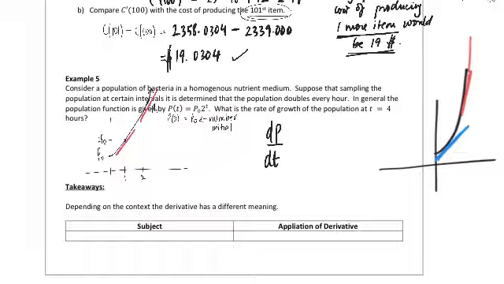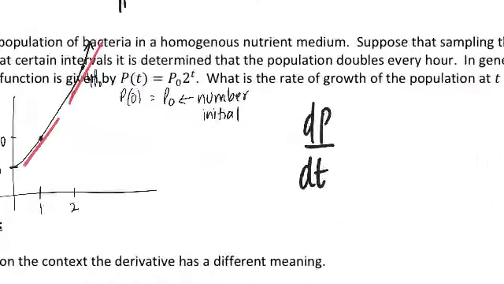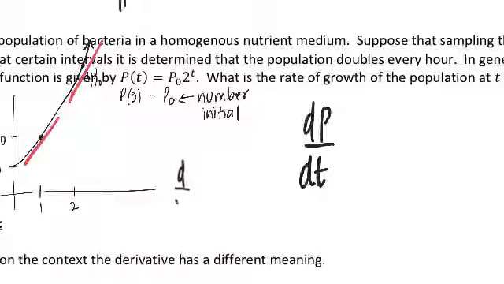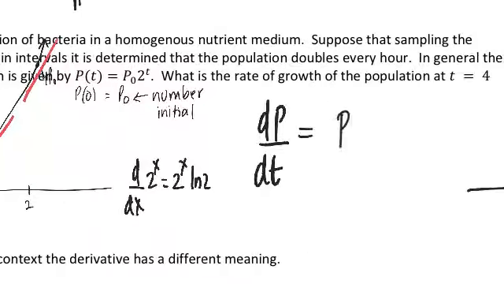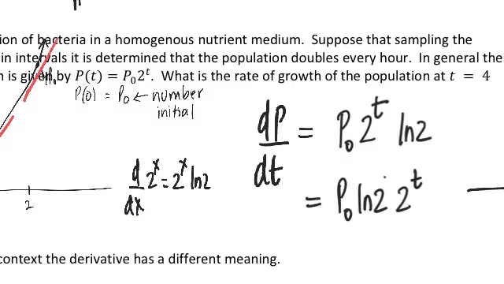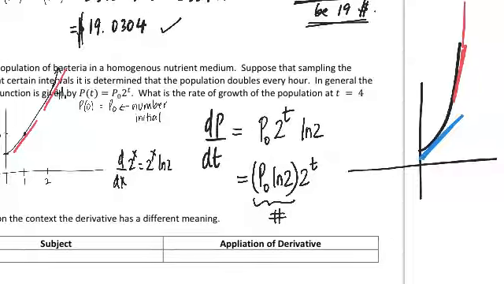So dp dt, we know from the derivative of 2 to the x, right, is equal to 2 to the x ln 2. So we're going to use that here to get dp dt. p0 is just a constant, so it's p0 ln 2, 2 to the t, right? This whole thing is a number here, okay? So you see that we can find the rate of growth for these bacteria, and in this biology example, that's very useful to know.